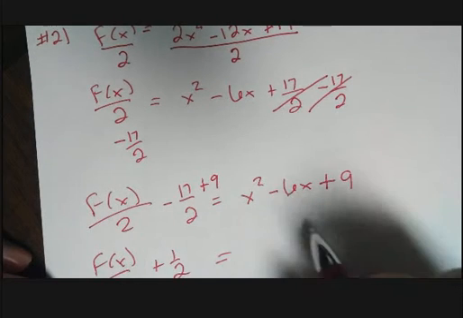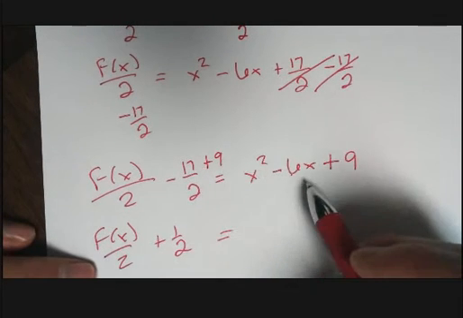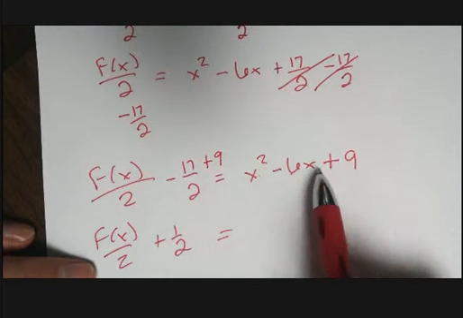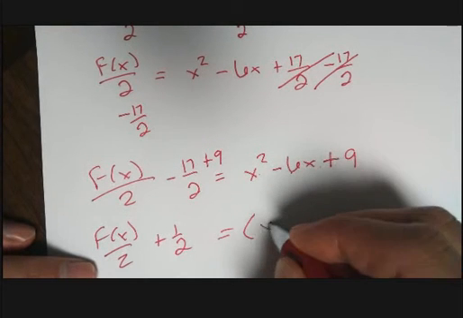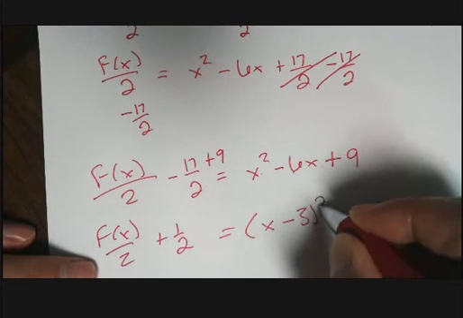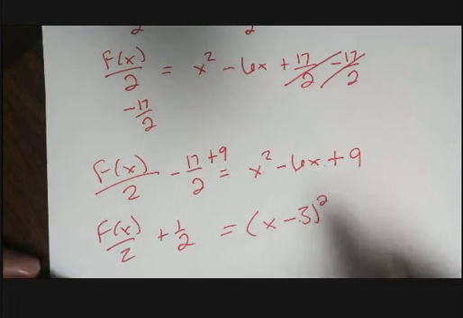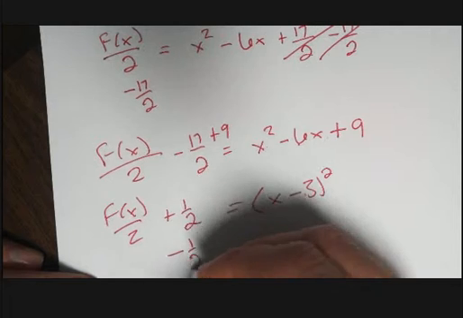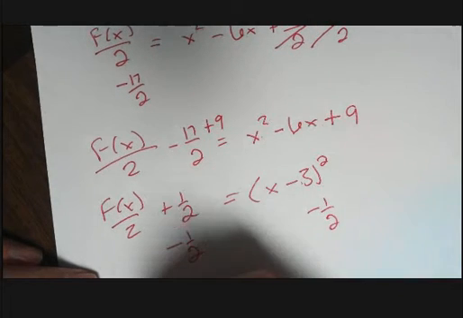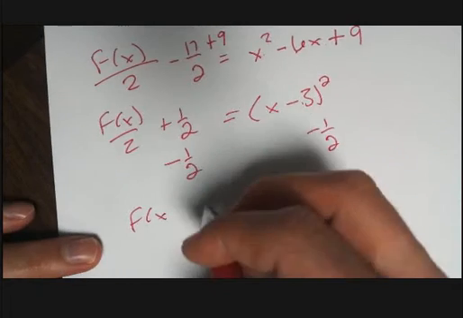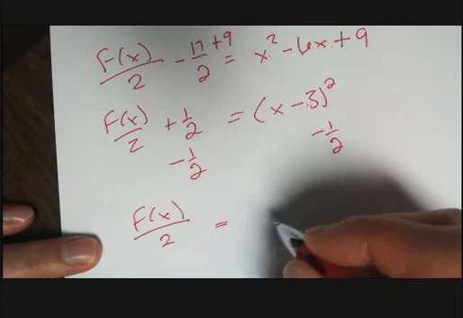And then we're going to go ahead and complete the square over here. This is a perfect square trinomial. It's just x minus 3 squared, which is how vertex form works. This is the h for the vertex. We're going to subtract our 1/2 from both sides, so we can just get this back to a simple equation with f of x.